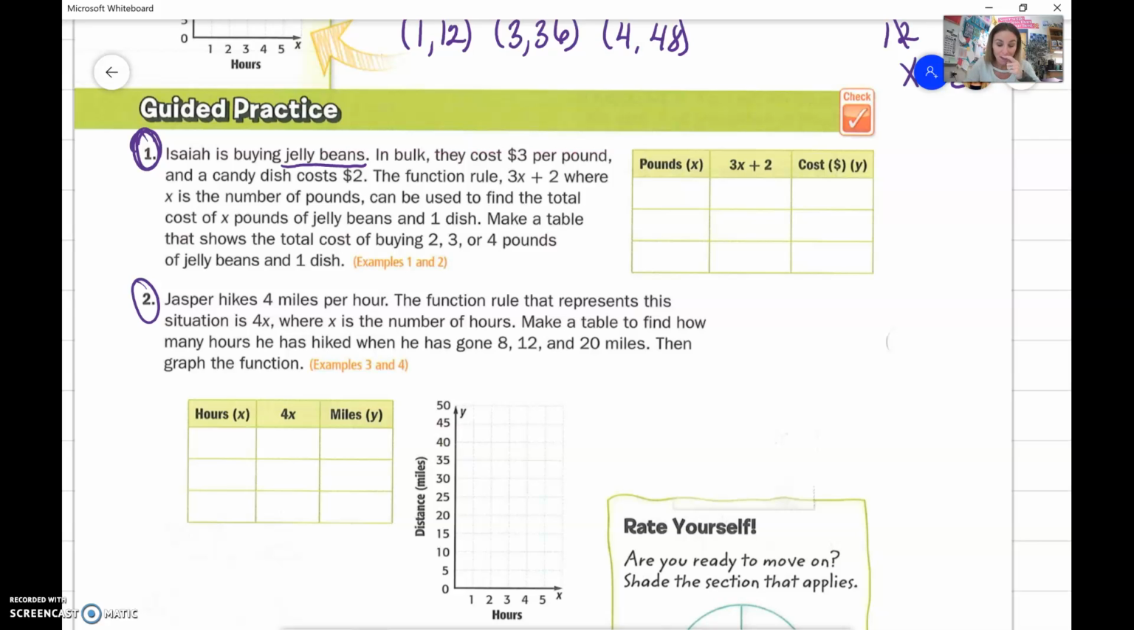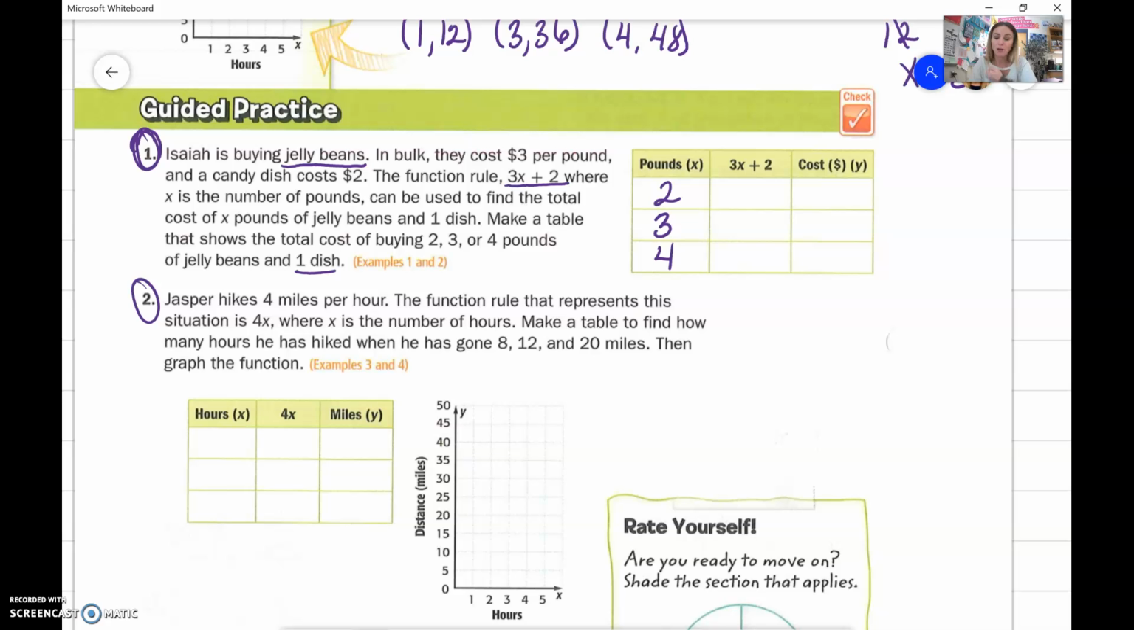Okay, in bulk, they cost $3 per pound, and a candy dish costs $2. The function rule is 3x plus 2, where x is the number of pounds, to find the total cost of the x pounds of jelly beans and one dish. Make a table to show the total cost of buying 2, 3, or 4 pounds of jelly beans and one dish. So let's take a look at this.